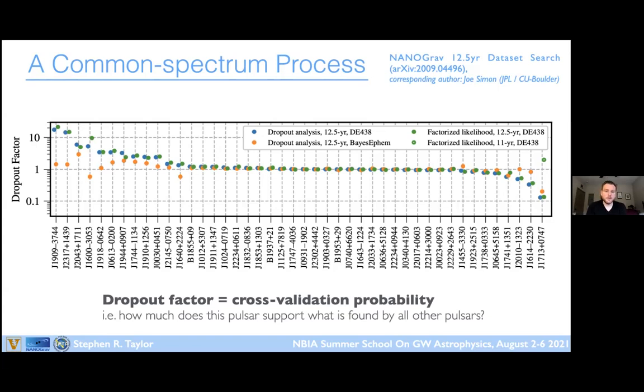But it's only a few pulsars, whereas a large number of pulsars over on the left-hand side here do have good support for the signal. So that's one of our cross-validation checks that we've done to make sure that this is not just being seen in one pulsar, it's being seen in lots of pulsars.